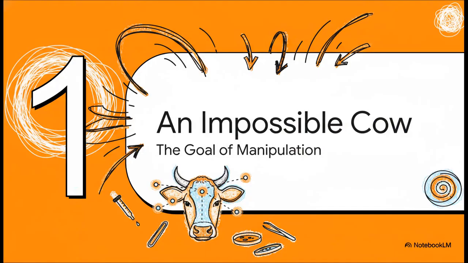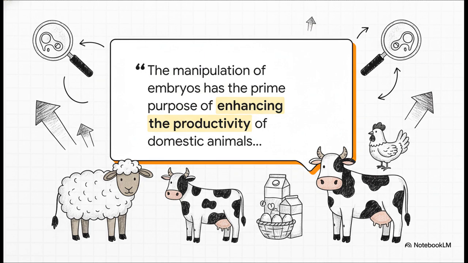But before we get into the how, we really need to understand the why. What's the end goal here? Why manipulate an embryo in the first place? Well, the source material is really clear about this. The prime purpose is, and I'm quoting here, enhancing the productivity of domestic animals. To put it simply, this is all about meeting human needs, for food and other resources by making livestock more efficient from the ground up.